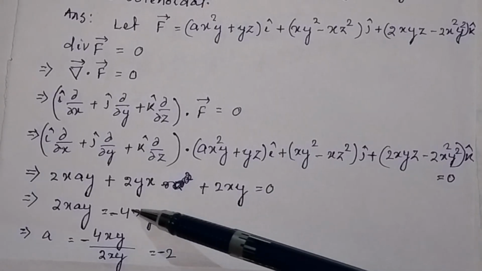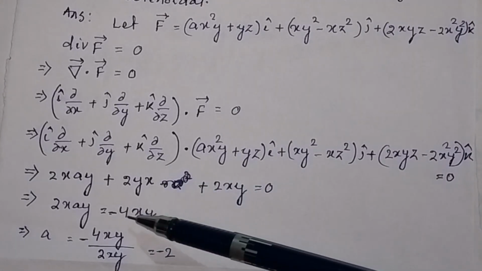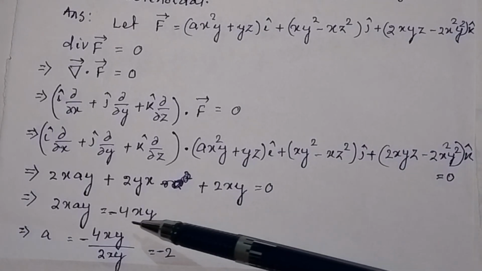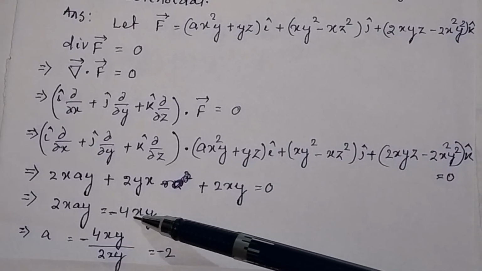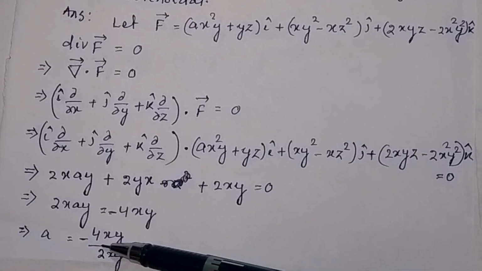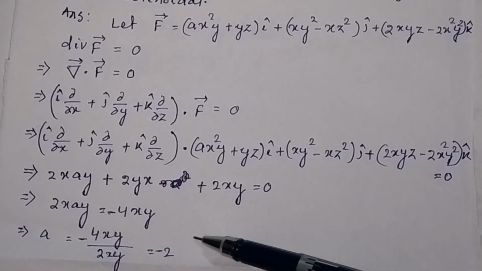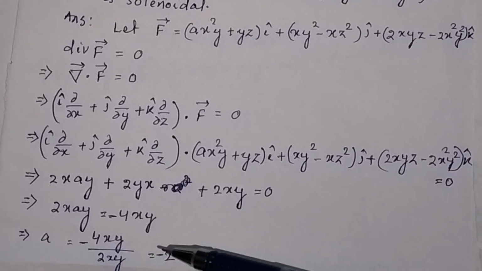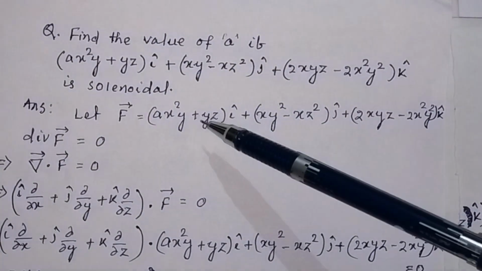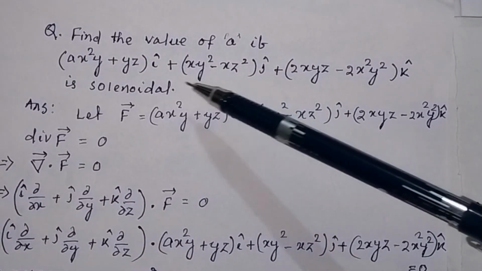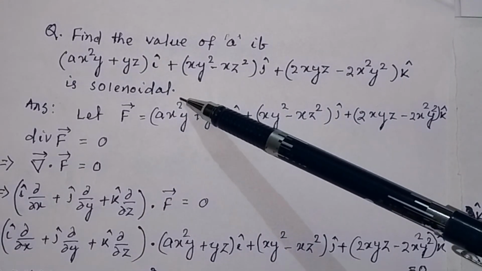If you solve it, you take 2xy plus 2xy, which is 4xy, to the right-hand side, so it will be equal to −4xy. So 2axy equals −4xy, so a will be equal to −4xy divided by 2xy, that is −2. So for the value a equal to −2, the given vector F will be solenoidal.